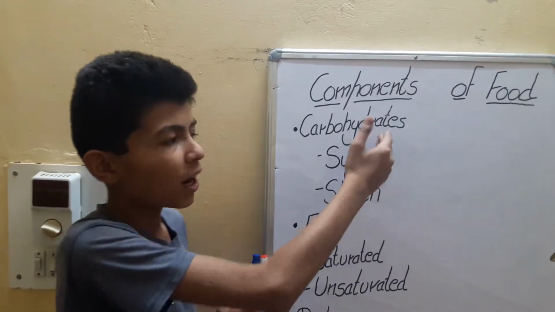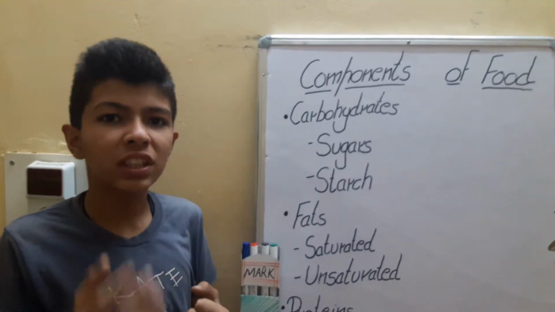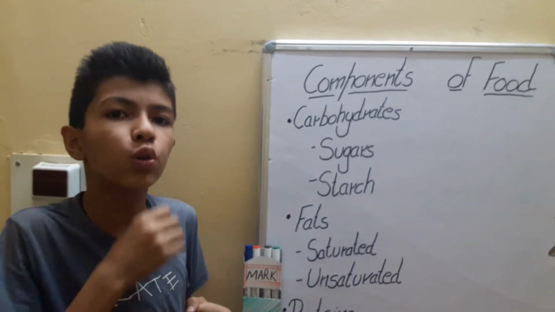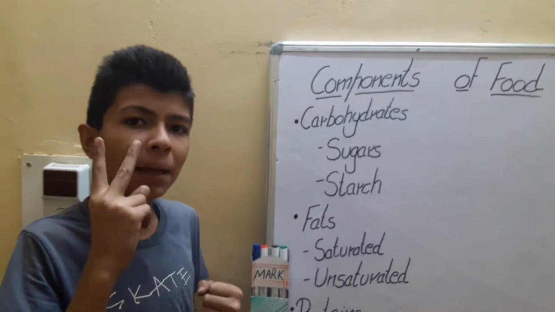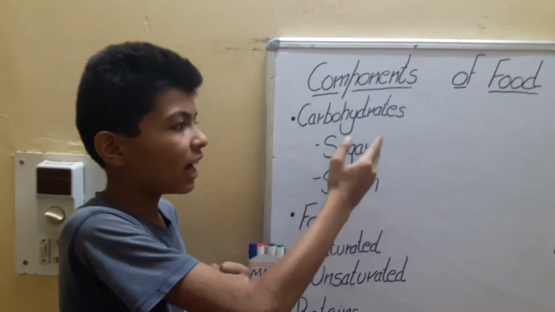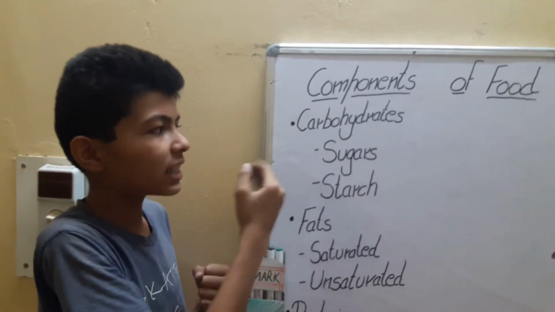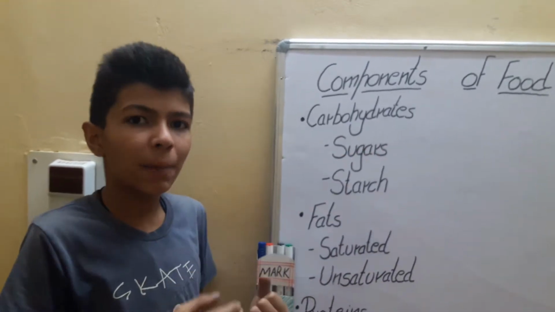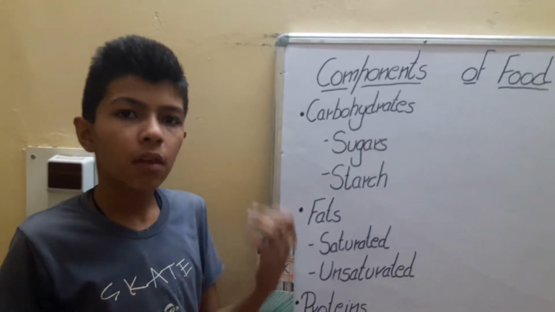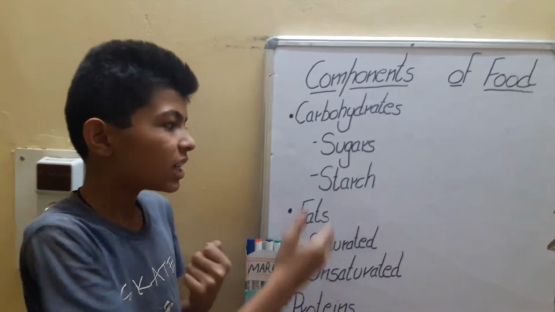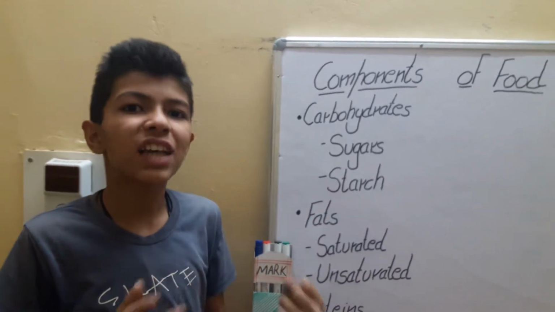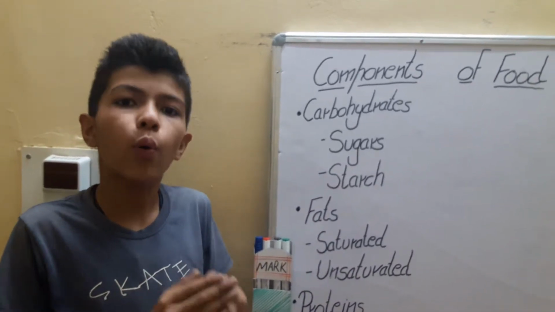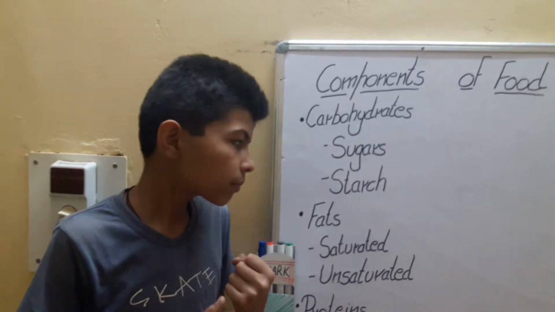First type is carbohydrates. A carbohydrate is a nutrition that provides us energy to go throughout the day. There are mainly 2 types of carbohydrates, which are sugars and starch. Sugar, also called a simple carbohydrate, examples are fruits and honey. Starch, also called the complex carbohydrate, examples are potato, wheat, rice, corn.